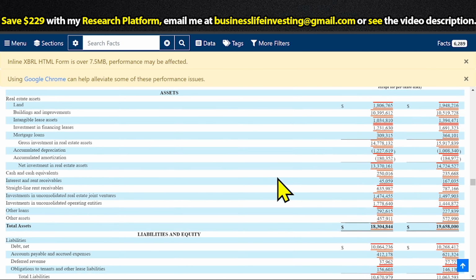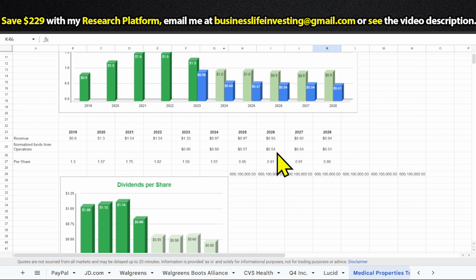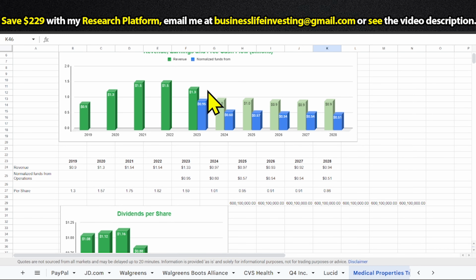Same for 2023, 2022, and 2021. The revenue has started to decline from 1.5 billion to 871 million. And this is quite bad. You know why? It's logical. Once the revenue goes down, also the funds from operations are going down. So from 1.3 billion, the revenue went down to 1 billion, is expected to go down to 1 billion, and so their funds from operations from almost 1 billion to 600 million.